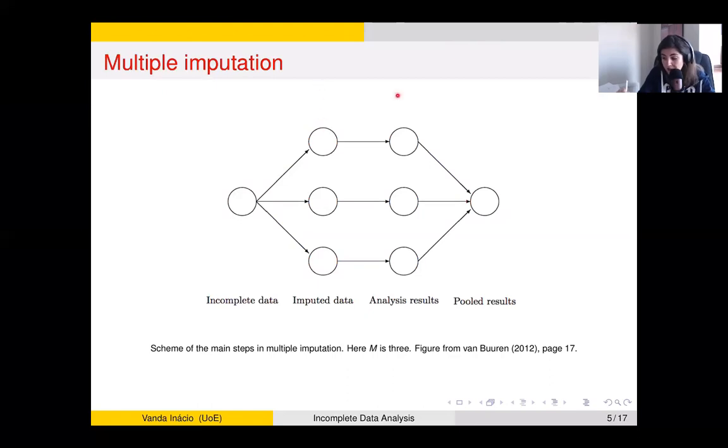And then we do our analysis of interest, the analysis that we would have done in case we had no missing values. In single imputation, we did that just a single time, and here we need to do it as many times as copies of the dataset that we have made. And at the end, we need to combine our results.